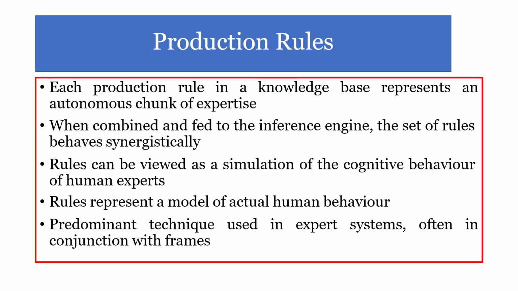Next, production rules and some characteristics. Generally production rules follow if-then rules used to represent expert knowledge in AI systems and expert systems. Each production rule represents an autonomous chunk of expertise. Every rule contains a small piece of knowledge about a specific situation, and each rule can work independently. Whenever we combine them and feed them into the inference engine, the rules work synergistically. A single rule can have limited information.